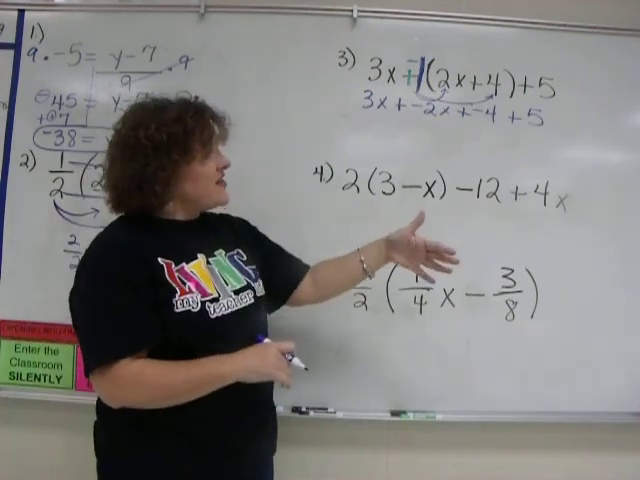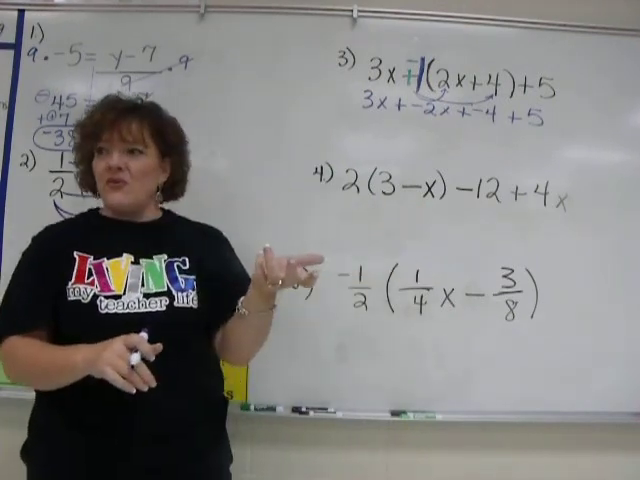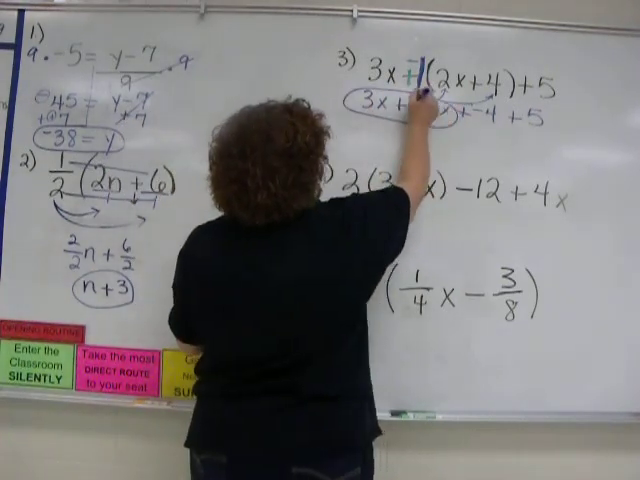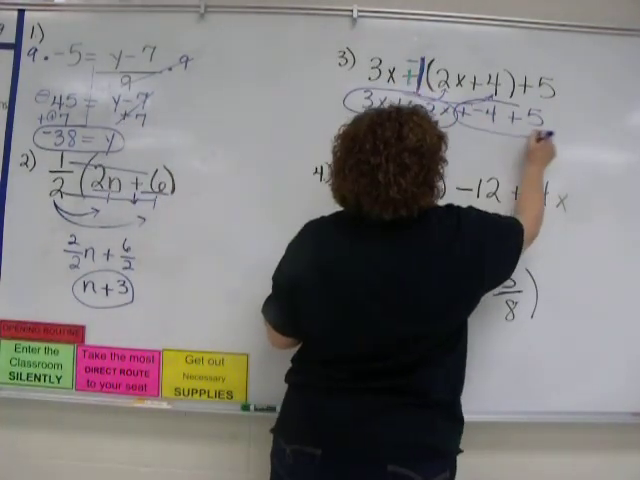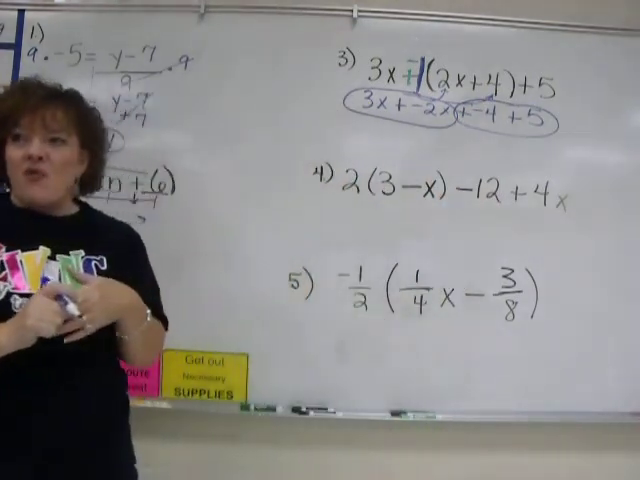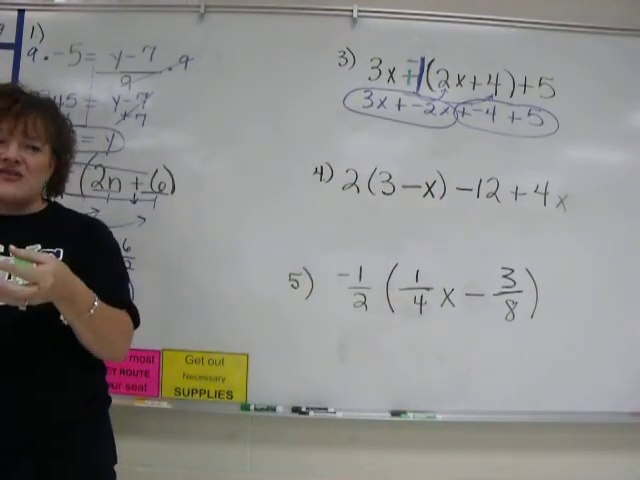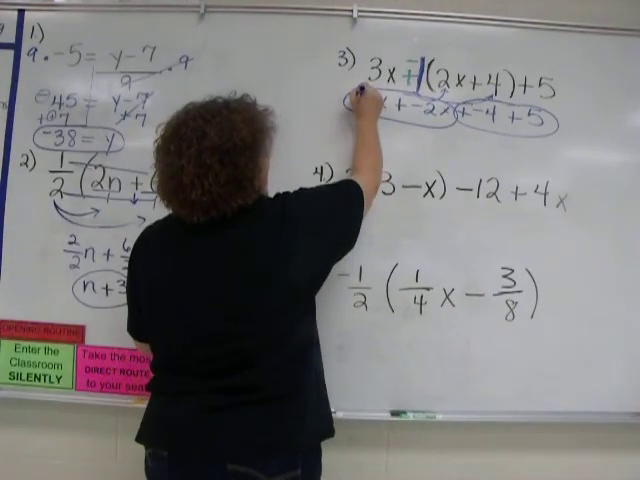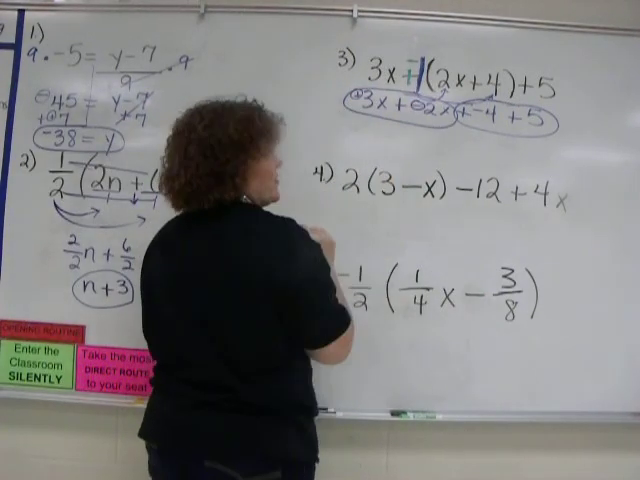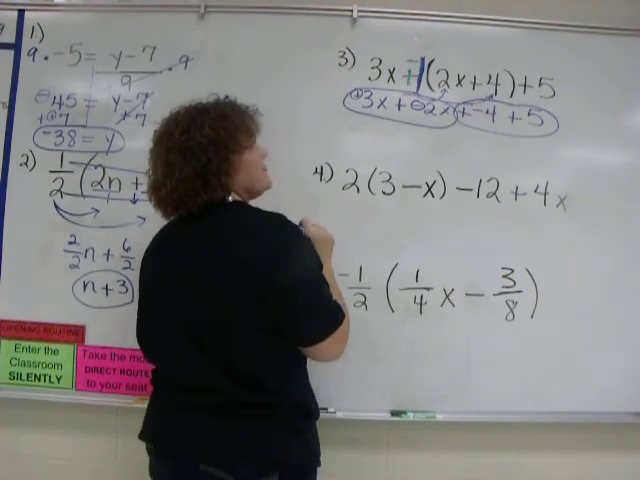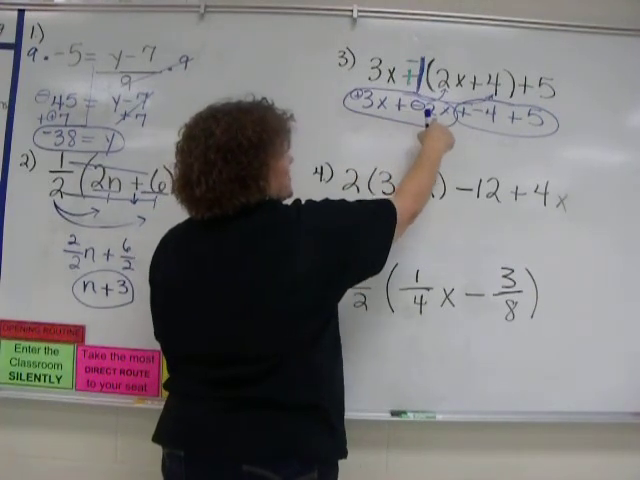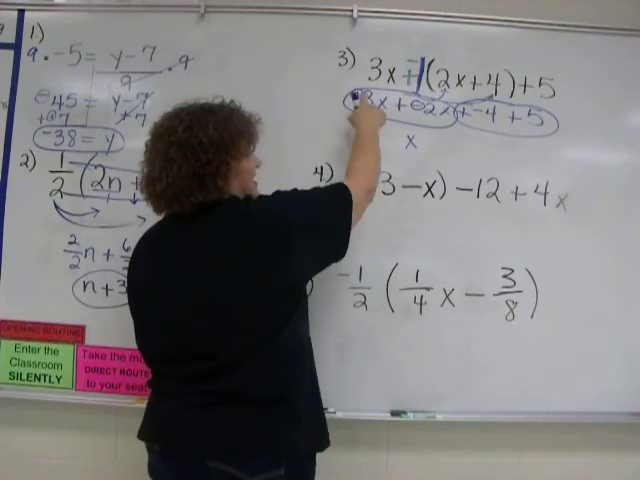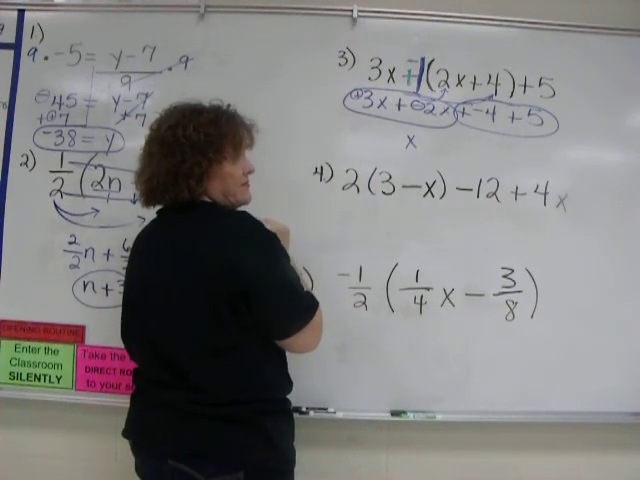Now that we've written all of this down, we've got two like terms. We've got a set of x's here, and we have a set of whole numbers here. So all we have to do here is combine those sets of like terms. We have a positive and a negative. When the signs are different, you subtract. 3 minus 2 is 1, so that's 1x. The higher was positive, so it's a positive x.